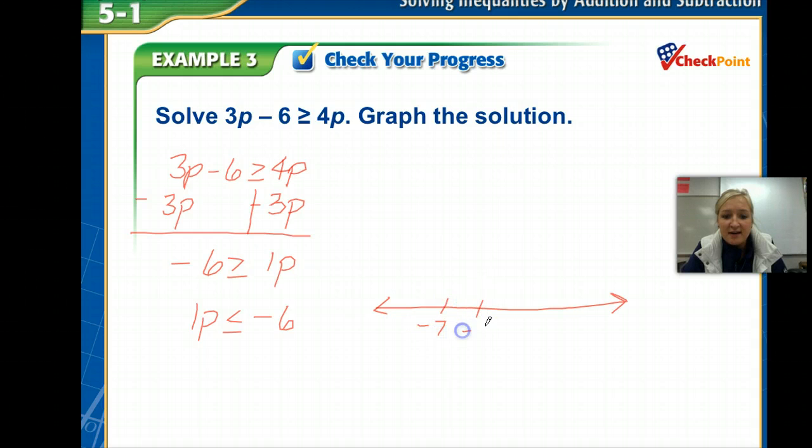Negative 7, negative 6, negative 5. It's going to be a closed circle at negative 6, and my arrow is going to go in that direction. Hopefully you got the same answer as I did.